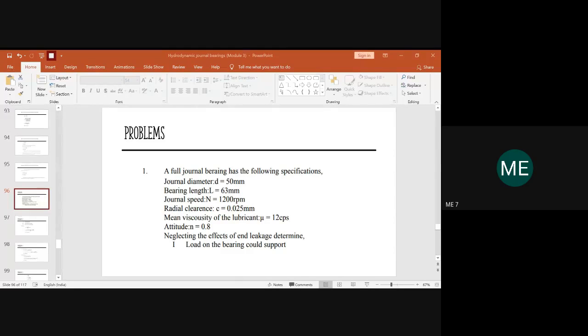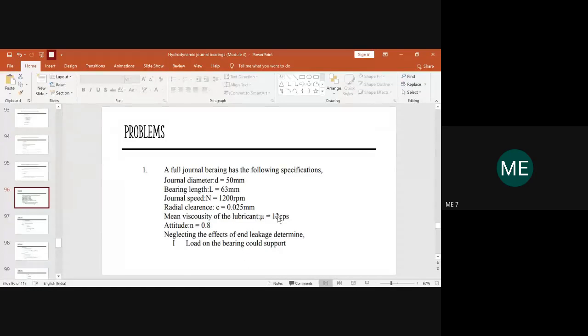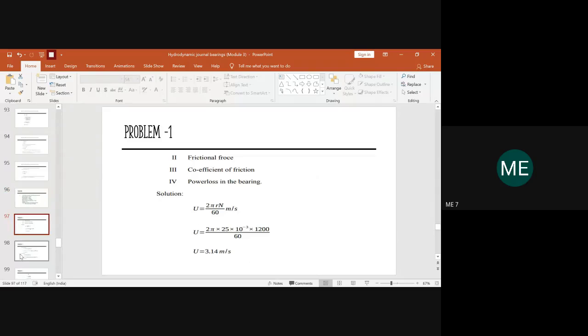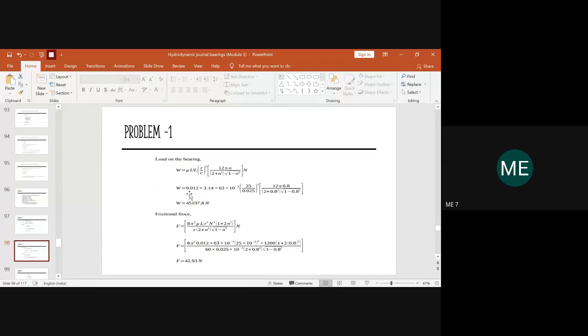So to convert into Pascal second, you need to multiply by 0.001. So when you multiply 12 into 0.001, you will get it in terms of Pascal second. So the answer will be 0.012. So substitute the value of mu here, then the velocity of the journal with which it is revolving, then come back to the length of the bearing.